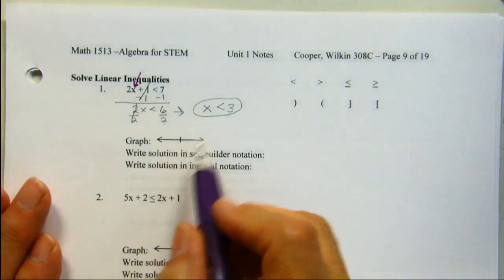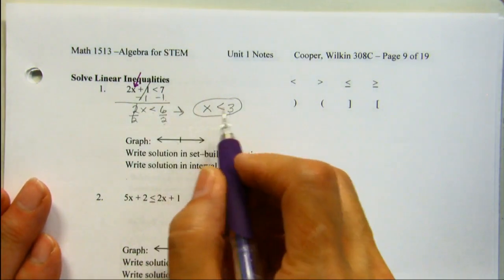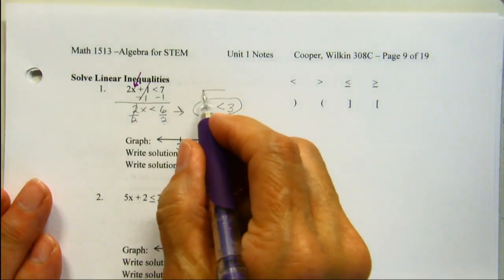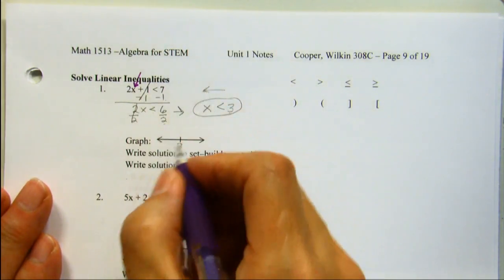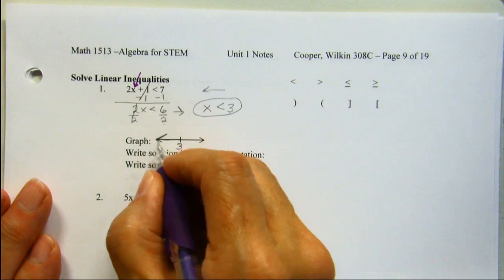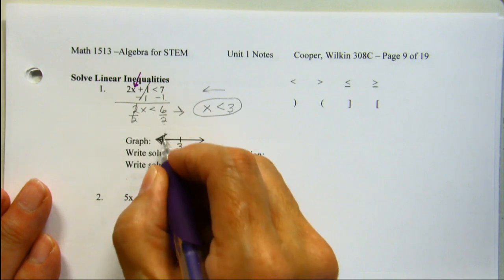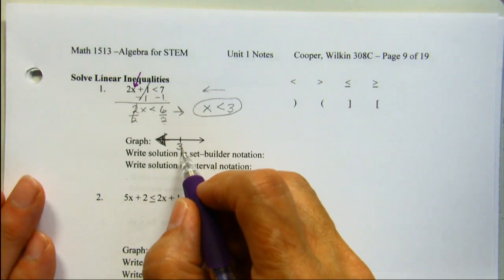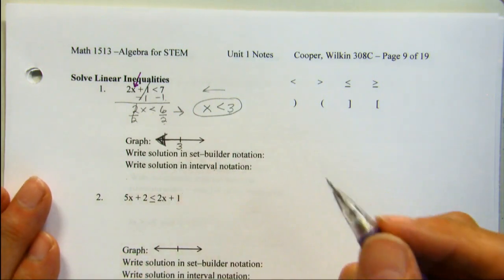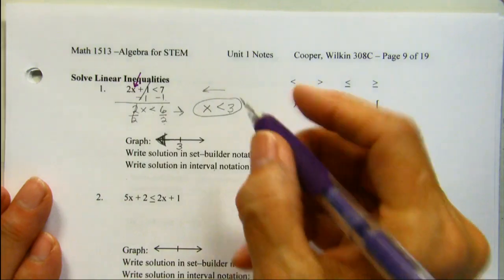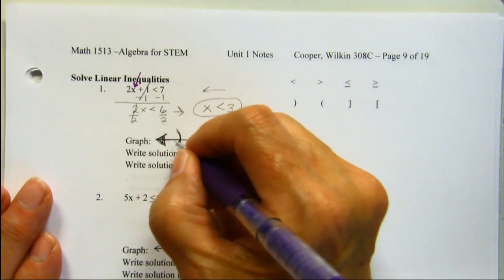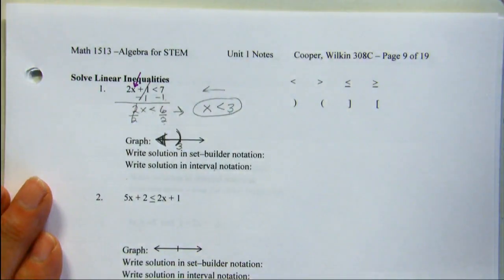Okay, I'm going to graph this. Okay, so it's at 3. The inequality points to the left, so my arrow's going to point to the left. Will my 3 be a bracket or a parenthesis? Parenthesis. Parenthesis, because it's less than, and the parenthesis always opens up towards whichever way your arrow went.